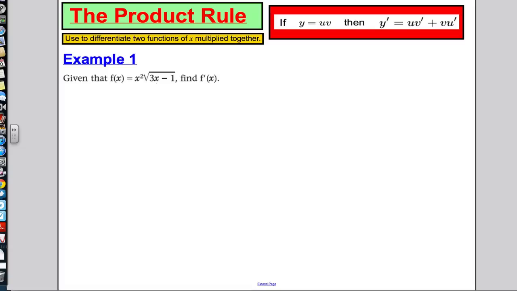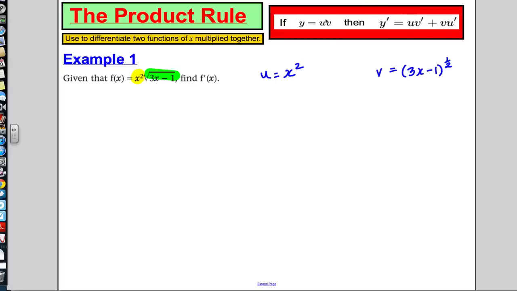Now, what two functions are multiplying together here? Well, you've got a function x squared and you've got a function the square root of 3x take away 1 multiplied together. So it's of the right form. In this case, let's say our u is equal to x squared and our v is equal to the square root of 3x minus 1, which I'm going to write in index notation as 3x subtract 1 to the half.